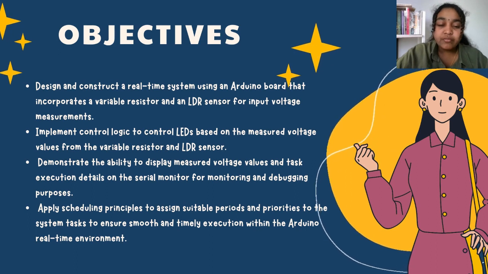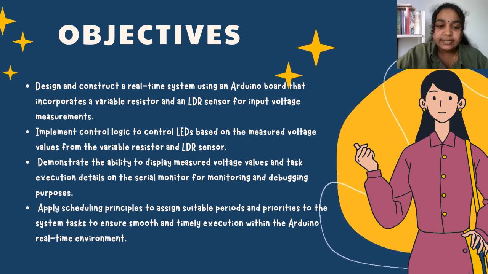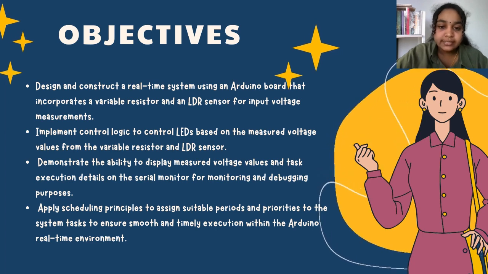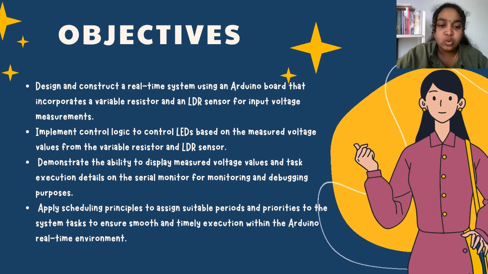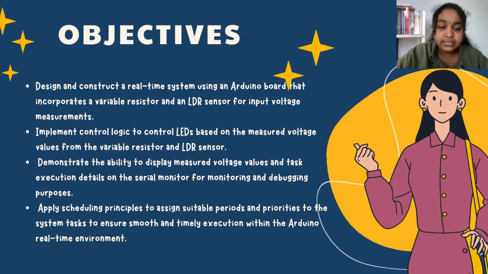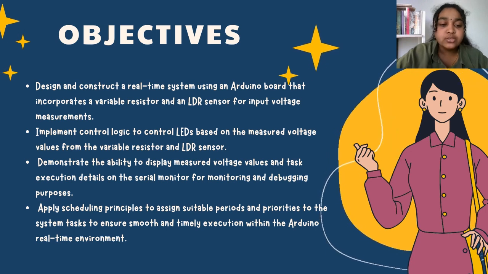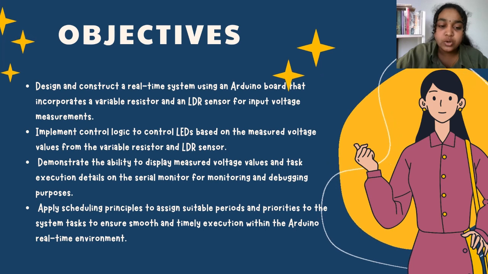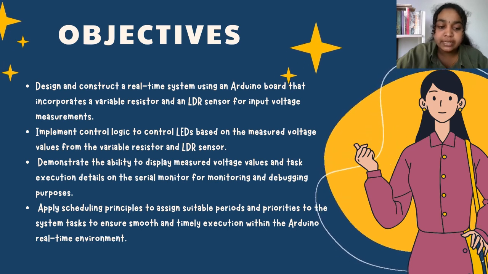The objective of our mini project is to design and construct a real-time system using an Arduino board with a variable resistor and LDR sensor for input voltage measurements. Second is to implement the control logic to control the LEDs based on the measured voltage values from the variable resistor and LDR sensor. Third is to demonstrate the ability to display measured voltage value and task execution details on the serial monitor for monitoring and debugging purposes.